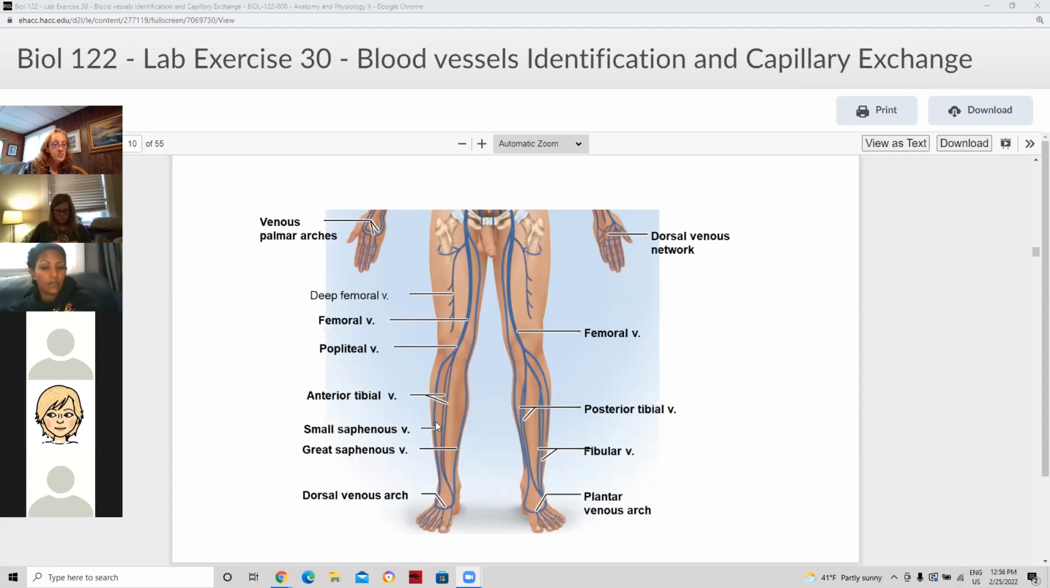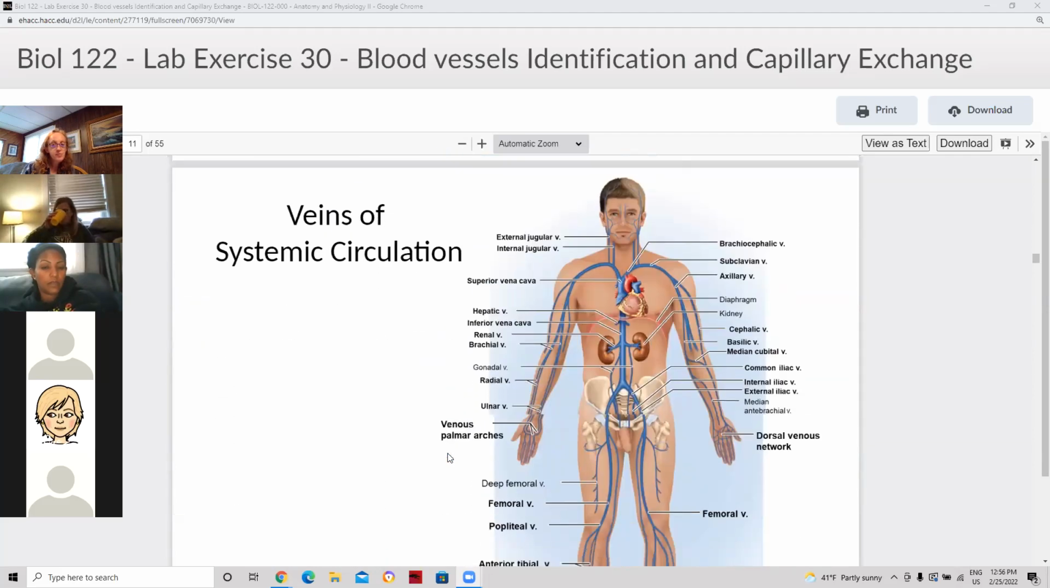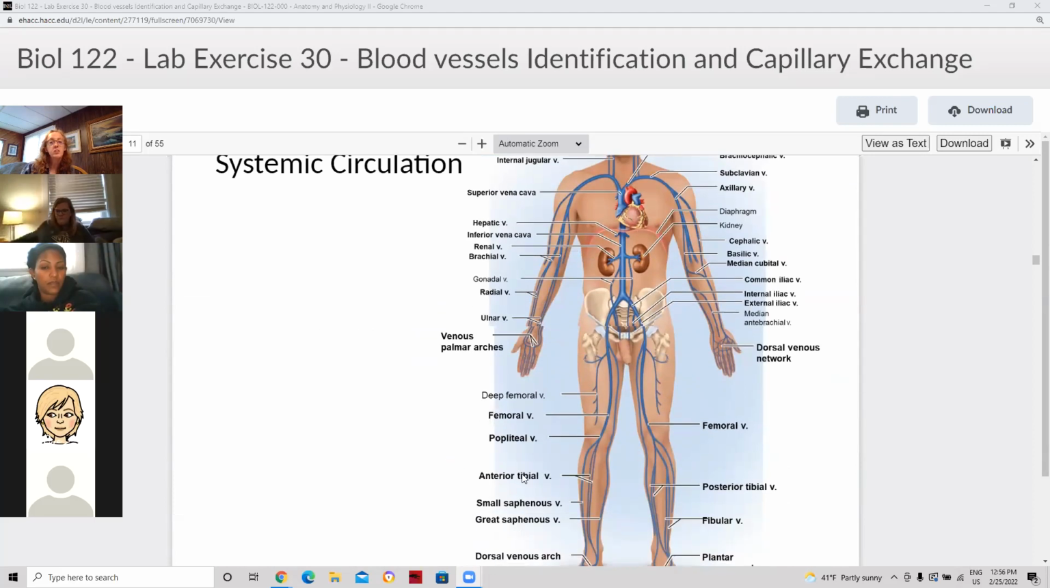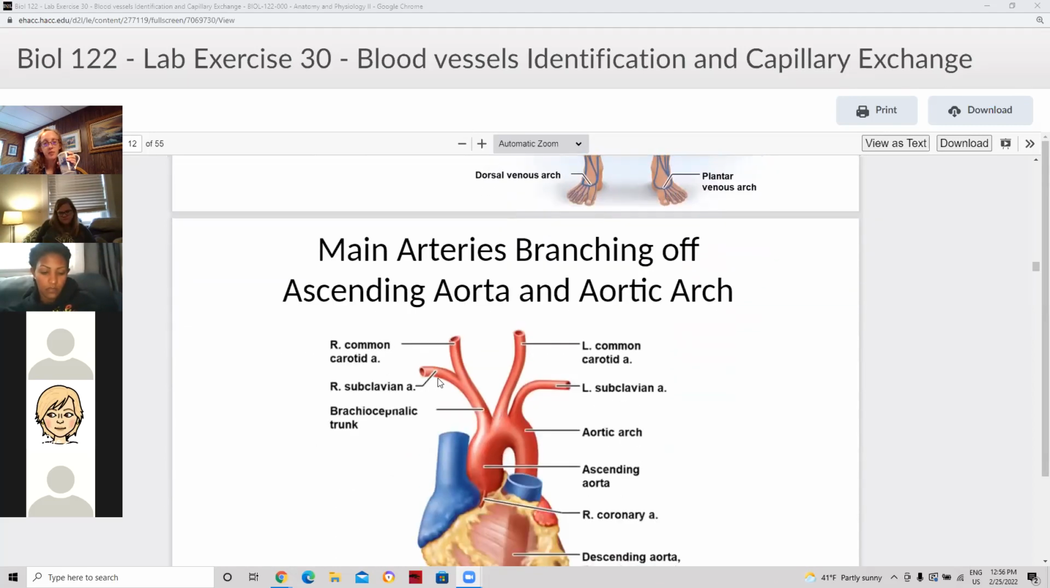The small saphenous vein is on the outer part of the leg, and it's just down on the lower leg. There's an overview showing those. Questions?